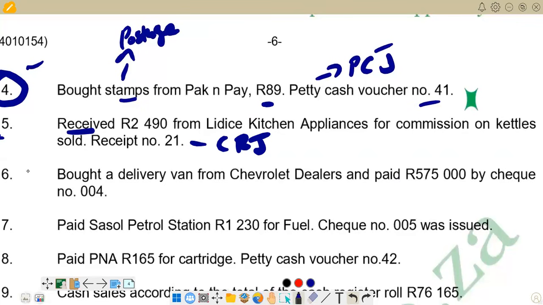The keyword that we have there is received, so it means that we are receiving something. So we put it under cash receipts journal, and the amount there is 2,490. Let's take note that the document number is 21, and the day is 5. Then we can go to the cash receipts journal and enter that.